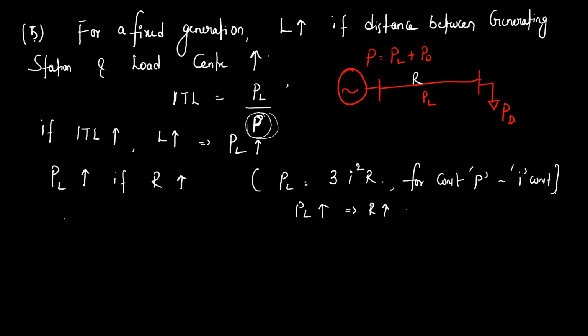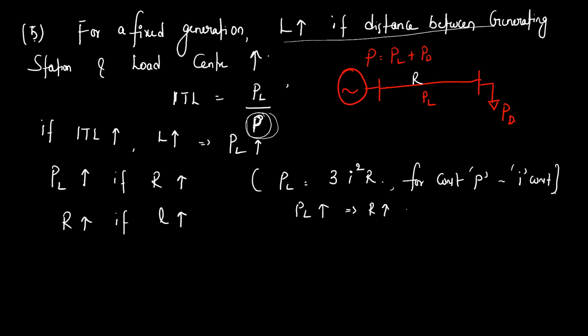As resistance increases, the length of the line increases, where L is the distance between the generation and the load center, or the length of the transmission line. So what is the correlation here? The penalty factor increases, the L increases, if the distance between the generating station and load center increases for the fixed power generation.